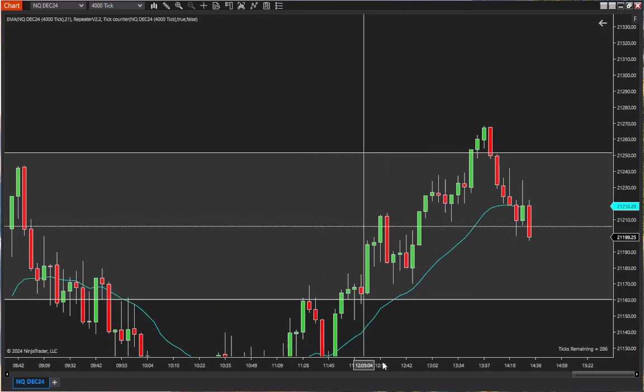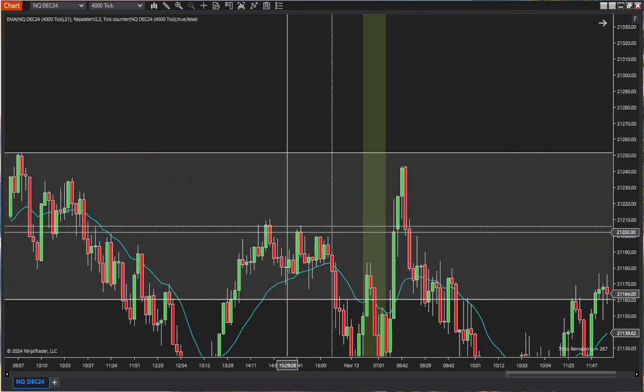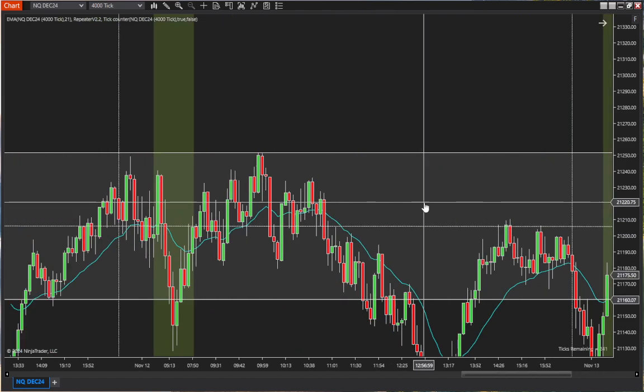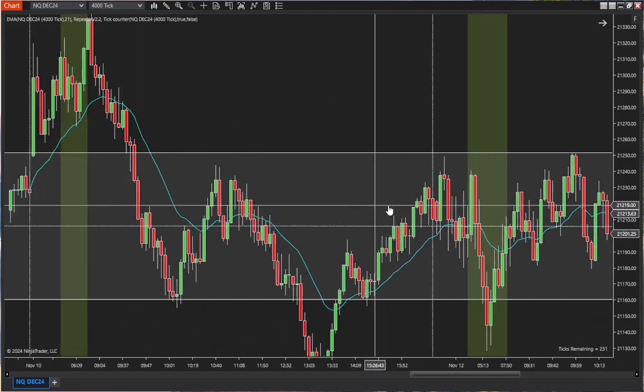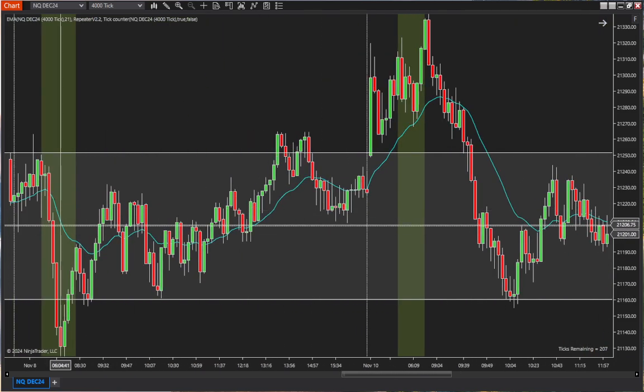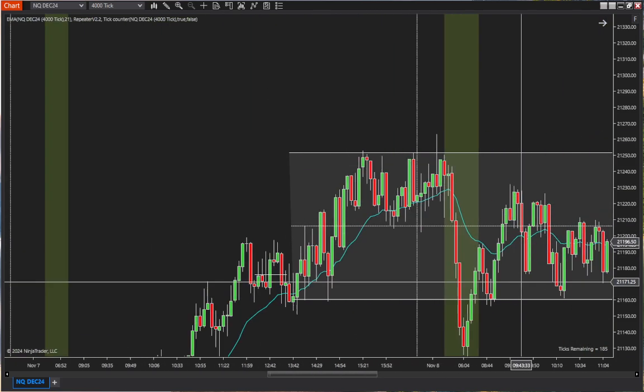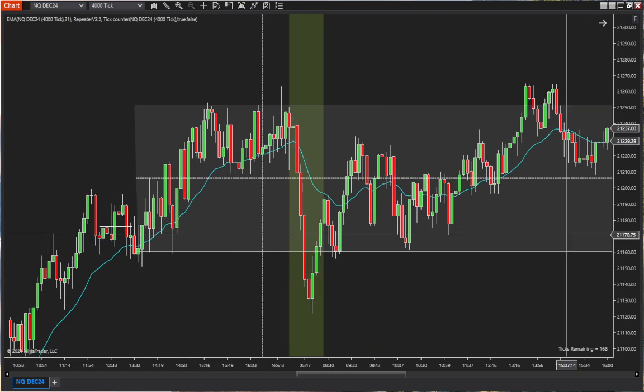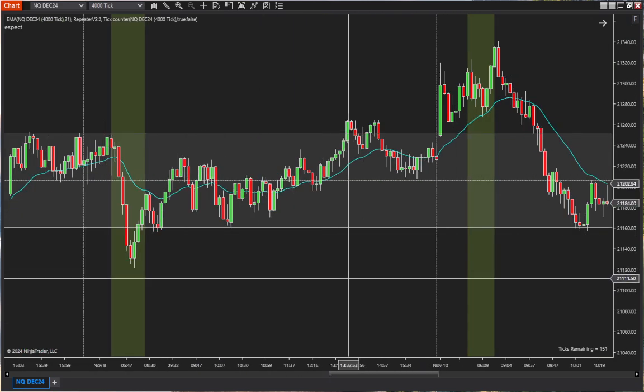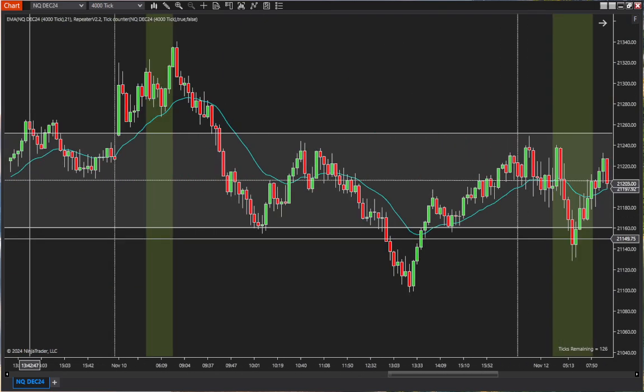Midlines, I want to see battles and support or resistance. Battles, battles, battles, and battle, right? So you might ask, why is this important when it comes to a range?